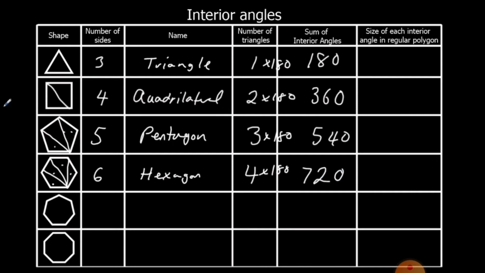For hexagon, it's 4 times 180, it's 720 degrees. So we just simply multiply the number of triangles by 180, which is the sum of the interior angles of a triangle. Then for the heptagon, that's 7 sides. So the number of triangles, obviously it's 5. Octagon, the number of triangles is 6.